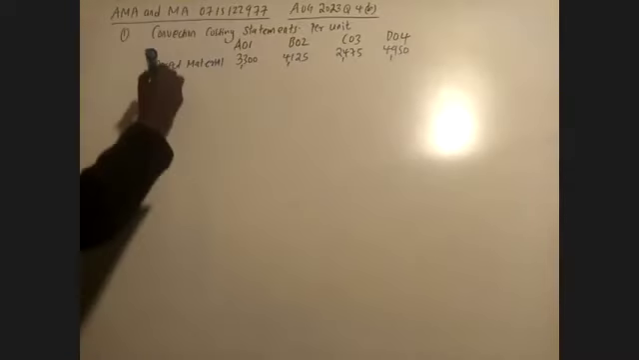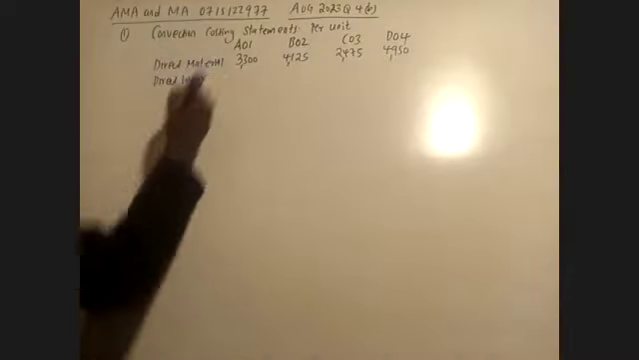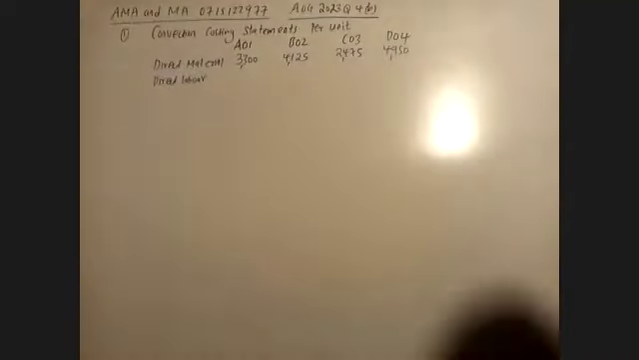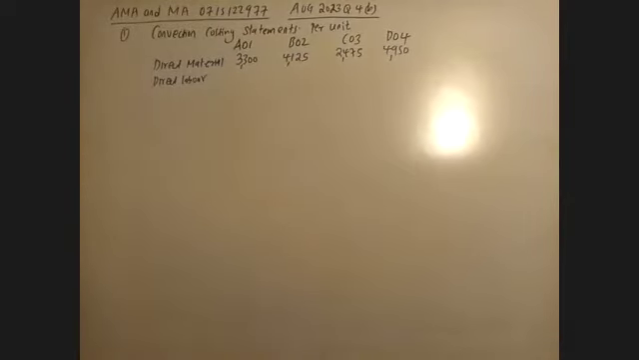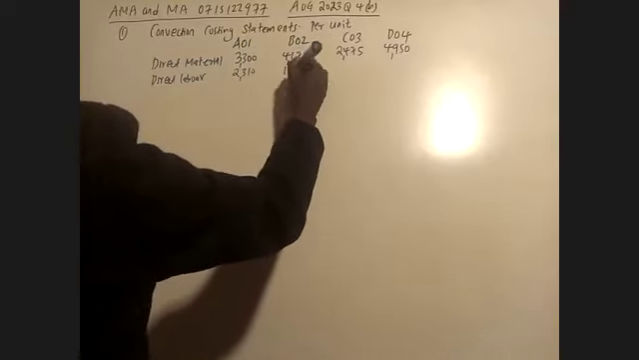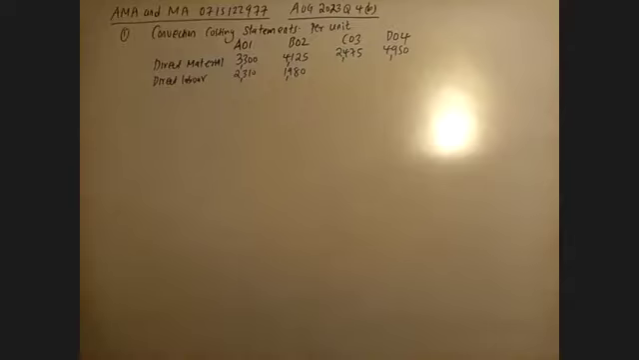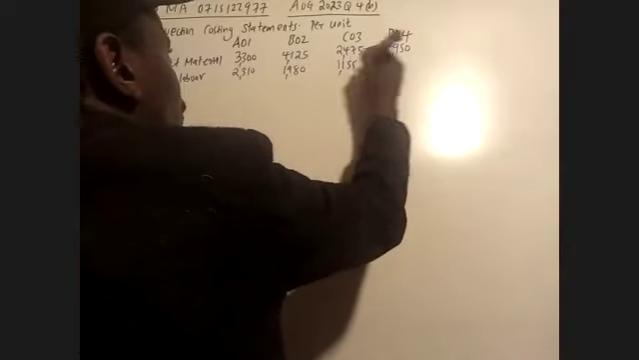Then you also need to add direct labor. Direct labor. And from the question, you can see it clearly. We have 2310, 2310, 2310, 1980. Remember, that is per unit. 1980, 1155, 1155, 1155, then 1815.